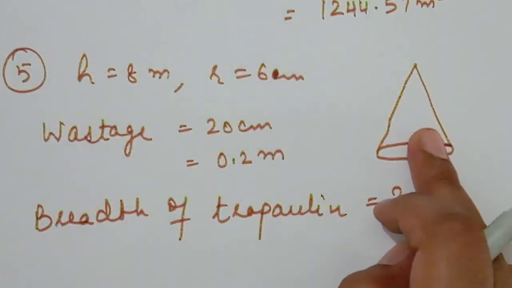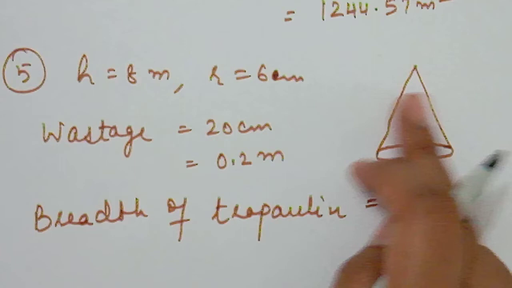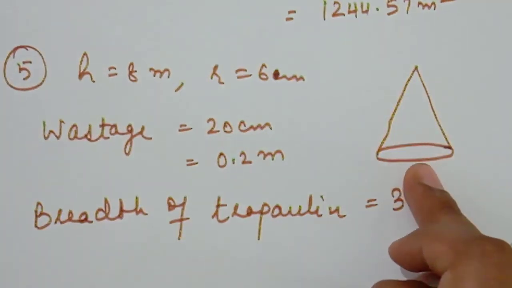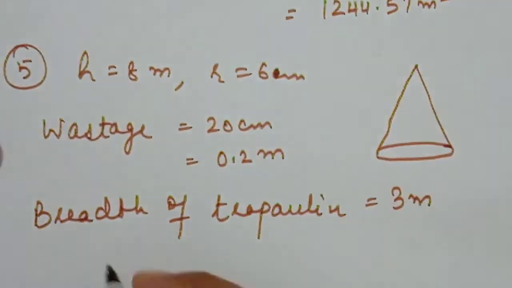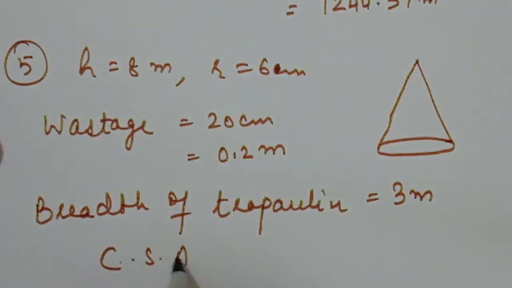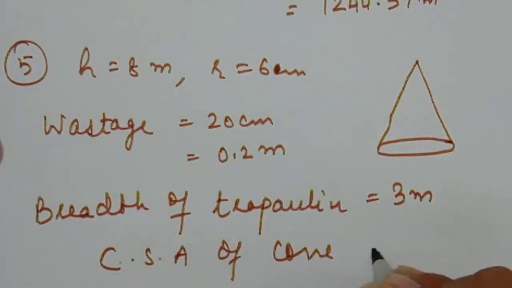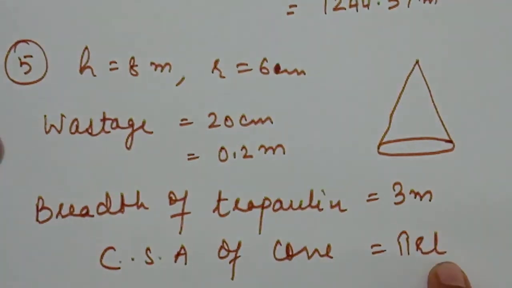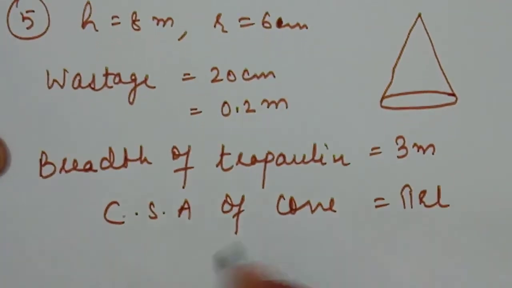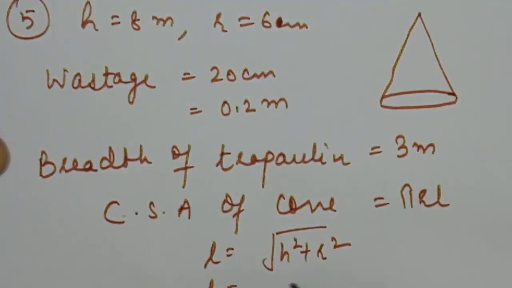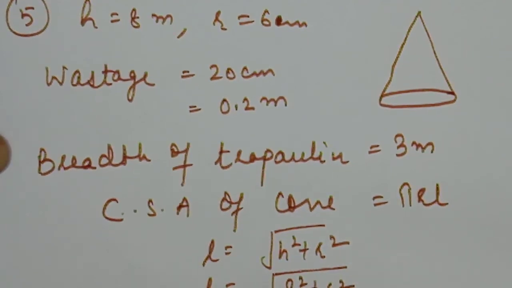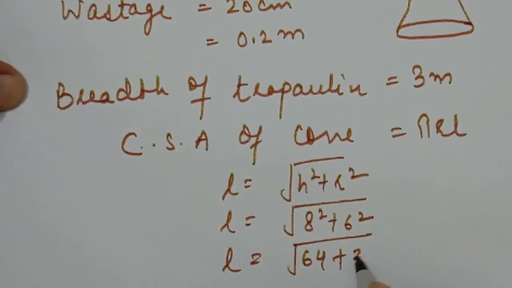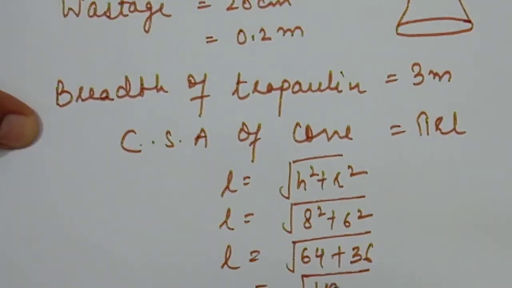First of all, we are making a tent, so we have to find the curved surface area, because on the ground cloth is not needed for the tent. So we have to find the curved surface area of the cone, which is pi r l. Now we do not have l, so we have to find l first. L is equal to the square root of h square plus r square. L is equal to 8 square plus 6 square, then it is 64 plus 36, which is 100. It means 10 meter. So L is 10 meter.